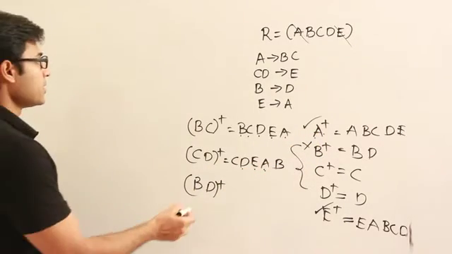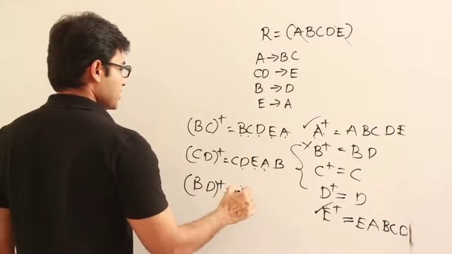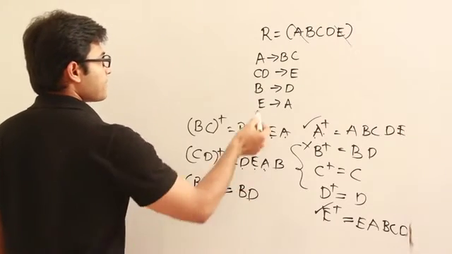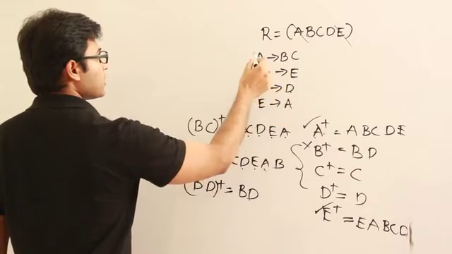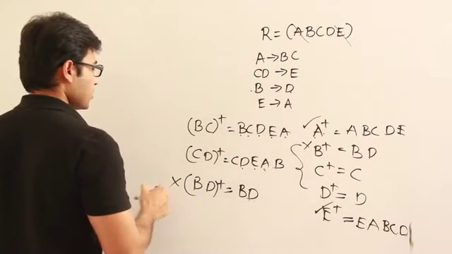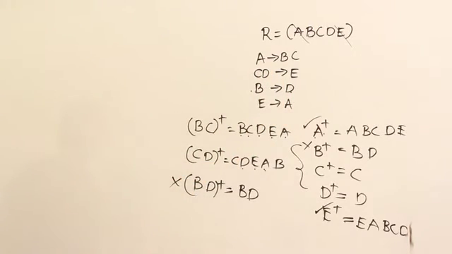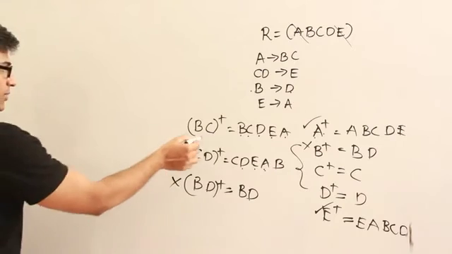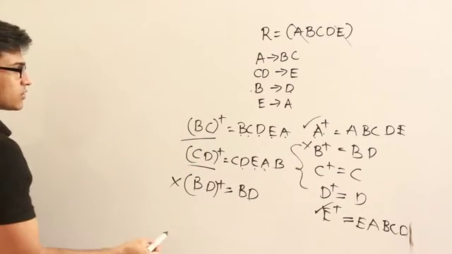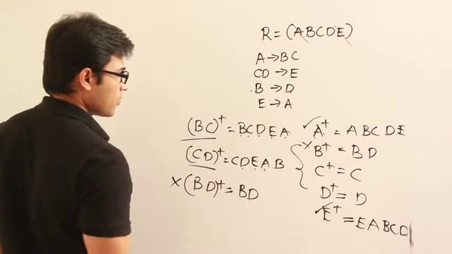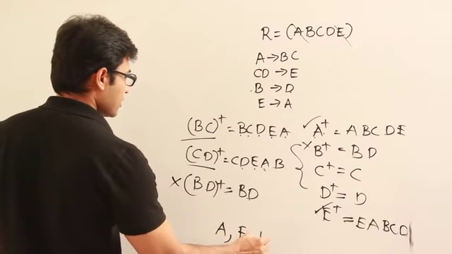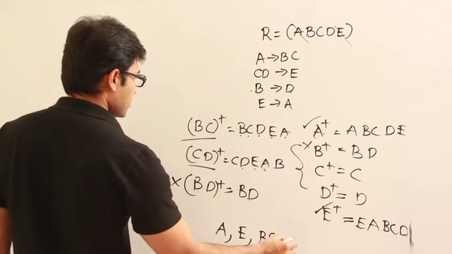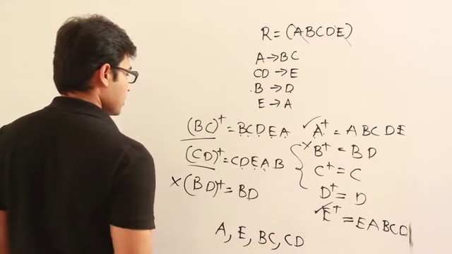And what about BD+? From BD+ I get BD, and that's it. So nothing else. So this is not a candidate key. So the candidate keys which contain 2 elements are BC and CD. So what did we find out now? A is a candidate key, E is a candidate key, BC is a candidate key, and CD is a candidate key.